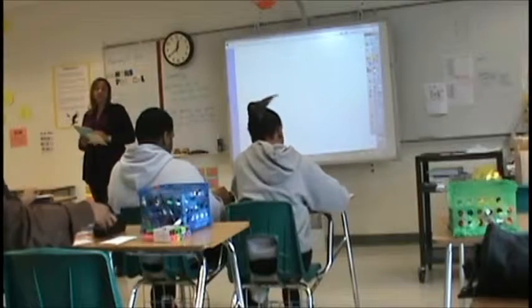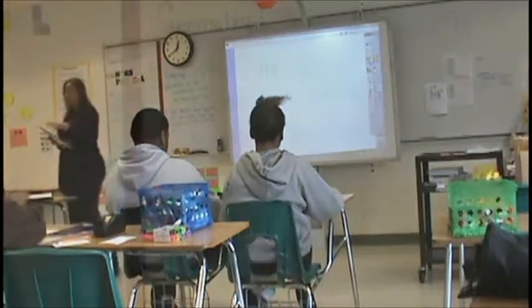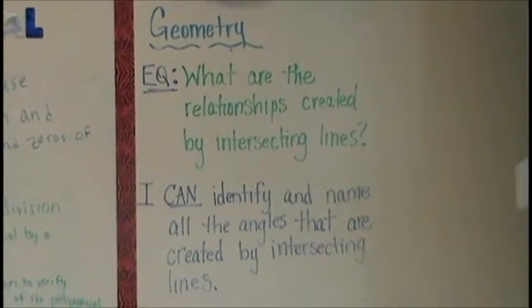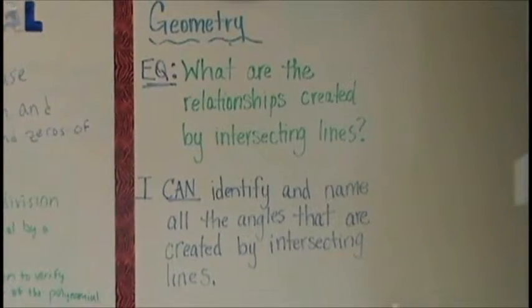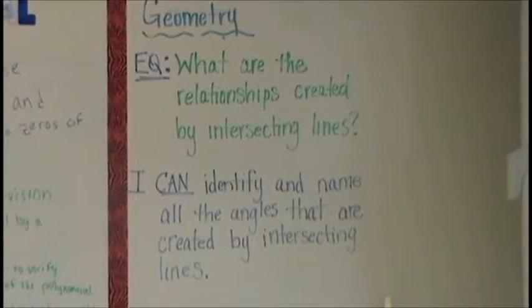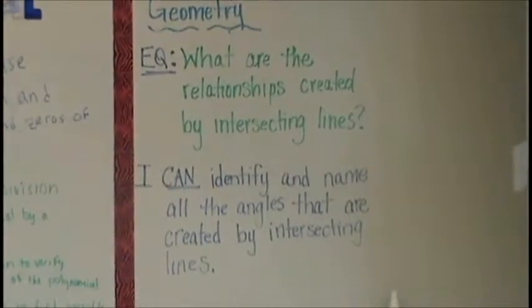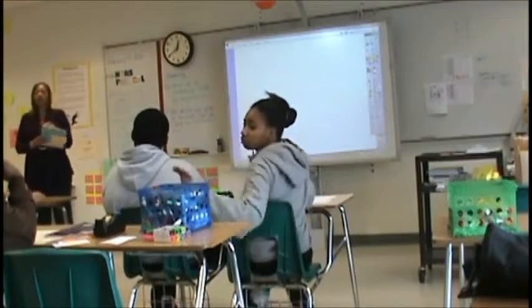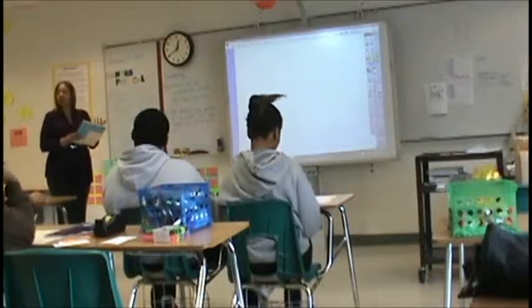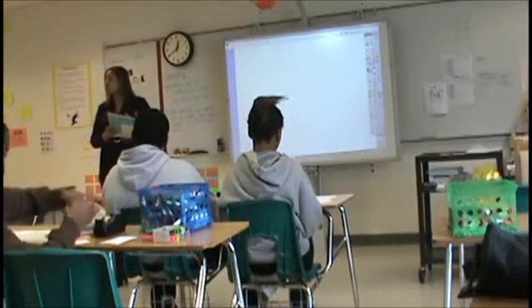All right, so everything that we do today is going to be revolving around what? Angles. Okay. So we are going to make sure that everyone knows all the different relationships that are created by intersecting lines. And when we have lines that intersect, they create angles. And there are special angles that we're going to talk about today and explore. Okay.